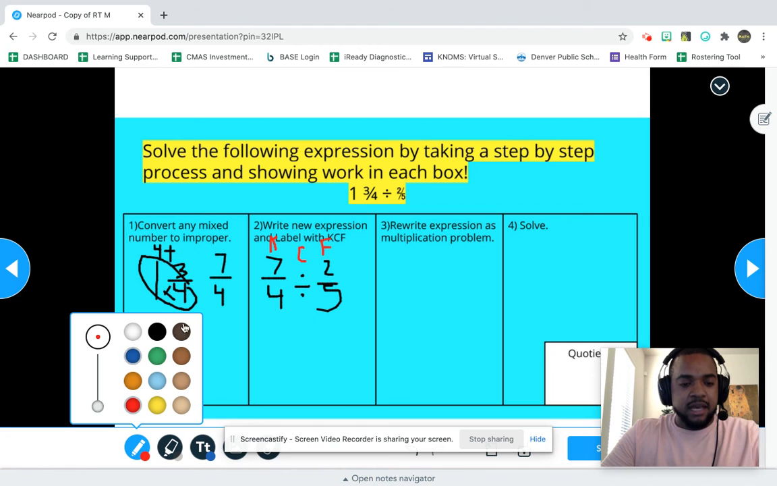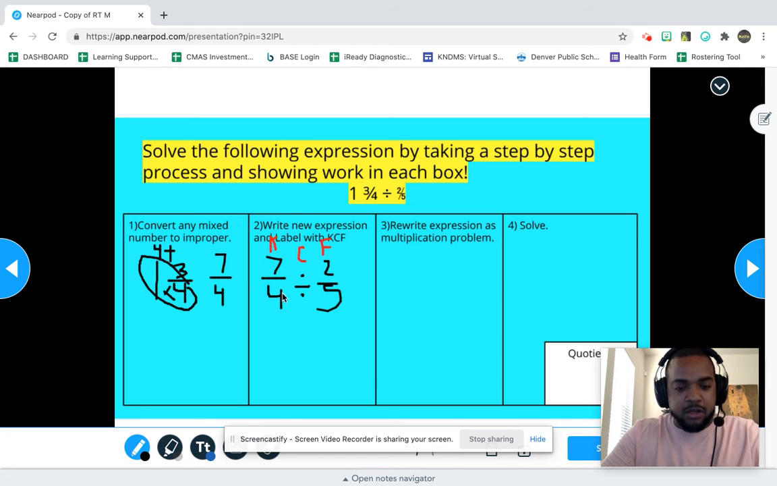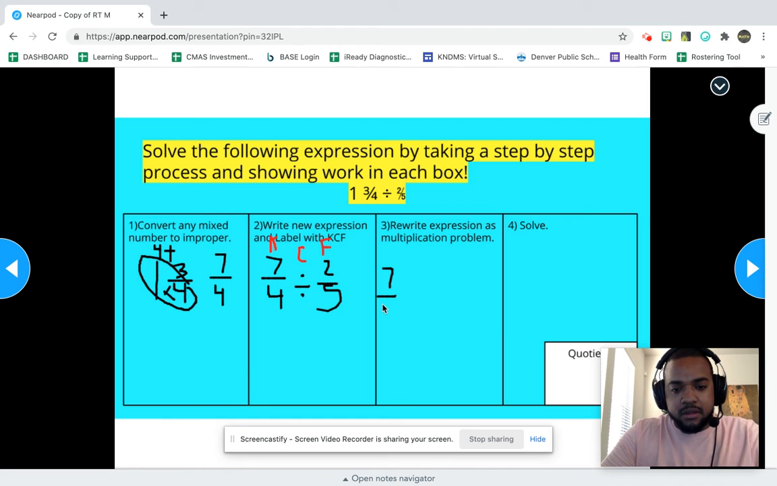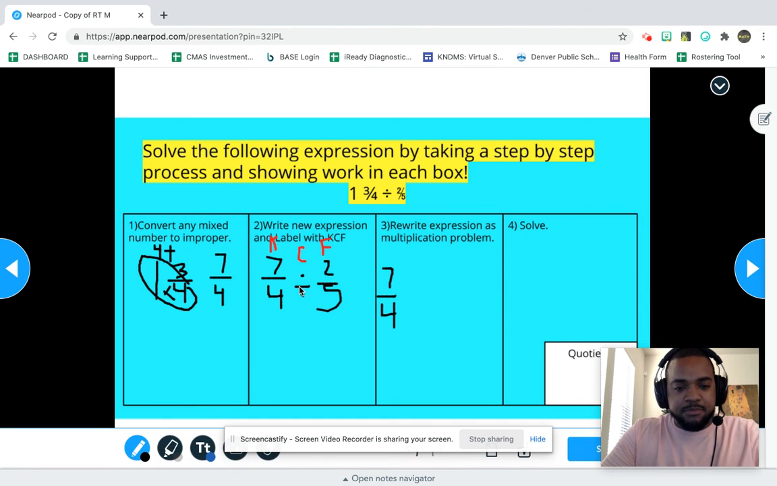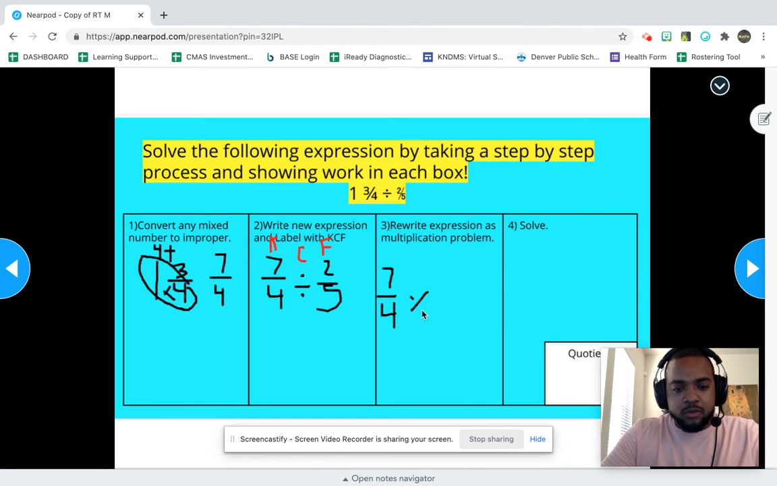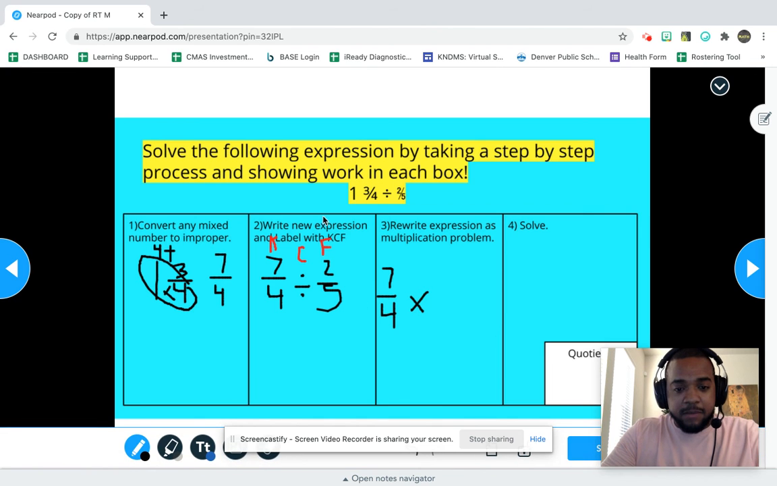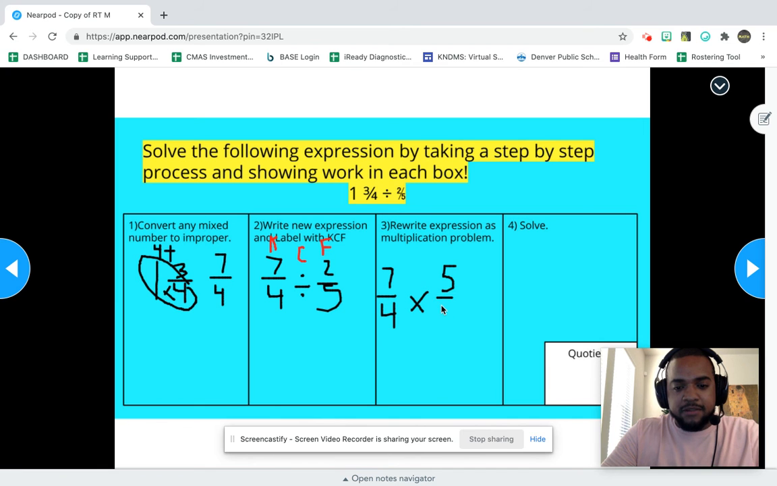Now that I do that, I can rewrite this expression as a multiplication problem, which just means I'm going to follow my steps of keep, change, flip. So I keep my first fraction the same. It stays 7/4. I change my division to multiplication, so multiplication here. I flip, and this is the part we keep forgetting. I want to flip my divisor from 2/5 and flip it around to make it 5/2.